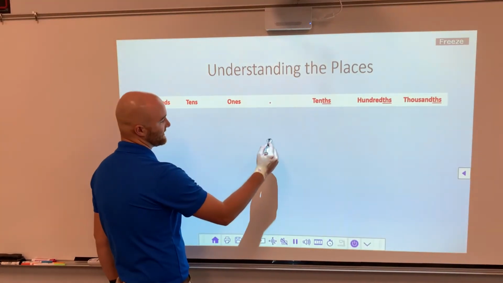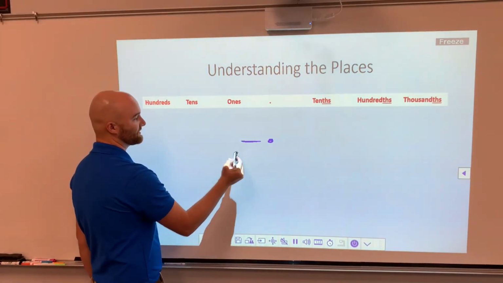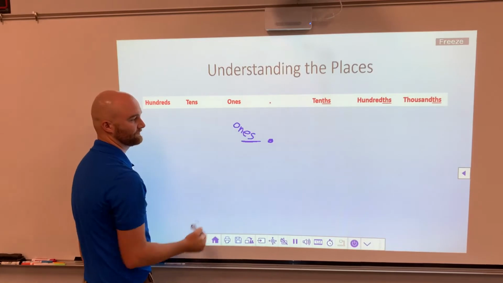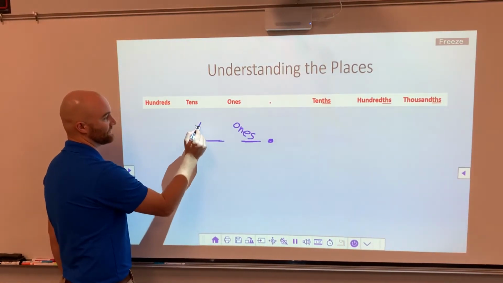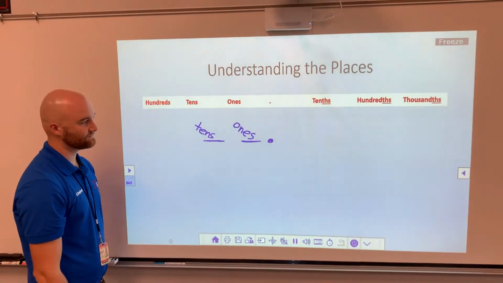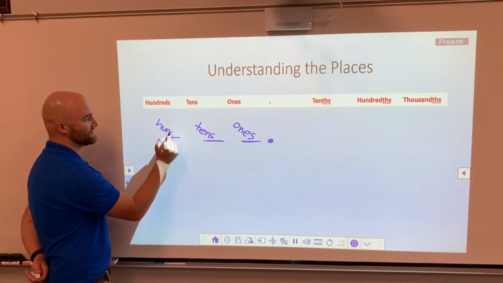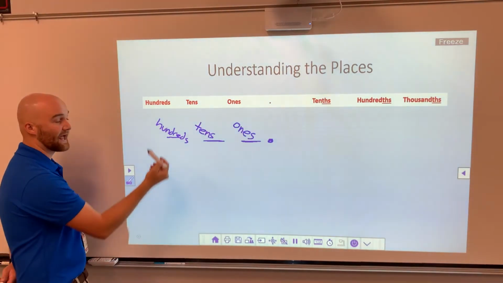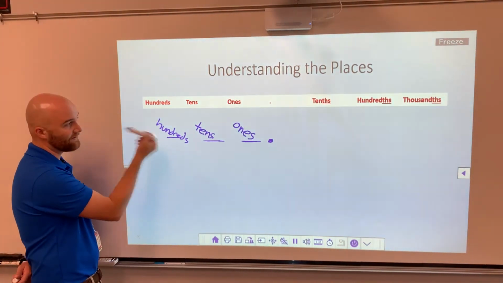I would write down, here's our decimal. To the left of our decimal, our first place is the ones place. After the ones place, our next place is our tens place. After the tens is our hundreds place. And if I wanted to keep going, I could add thousands, 10,000s, 100,000s, millions. I could keep on going forever and ever to the left.